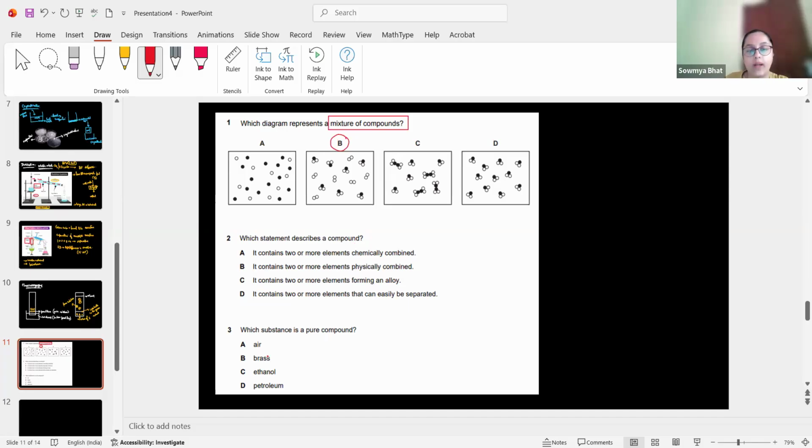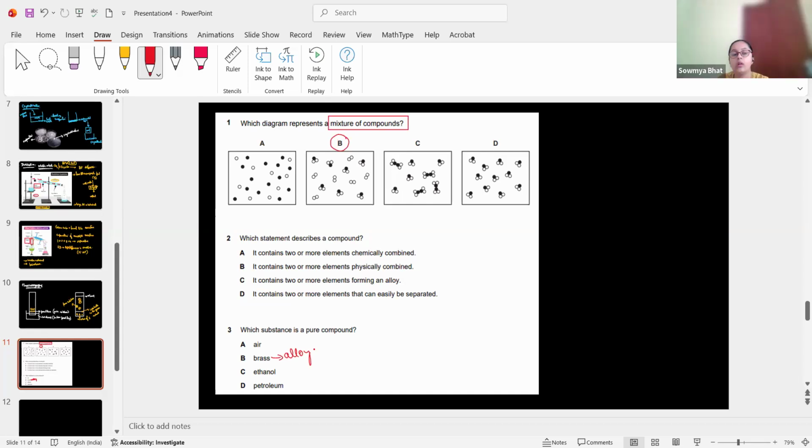Brass is not a compound. Brass is a mixture, or it's an alloy. An alloy means it's made up of two different metals, right? Yeah, but it's not a chemical combination. It's a physical combination. Okay, then petroleum.